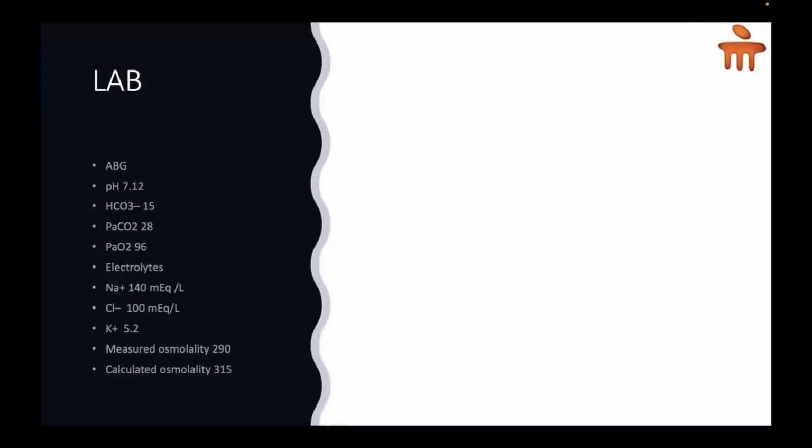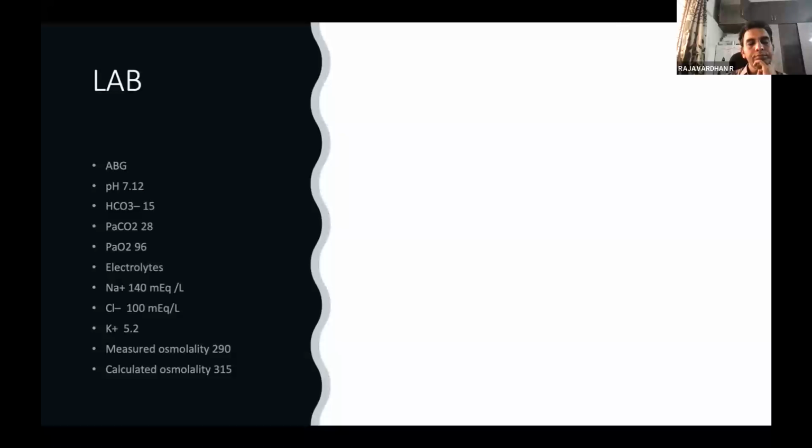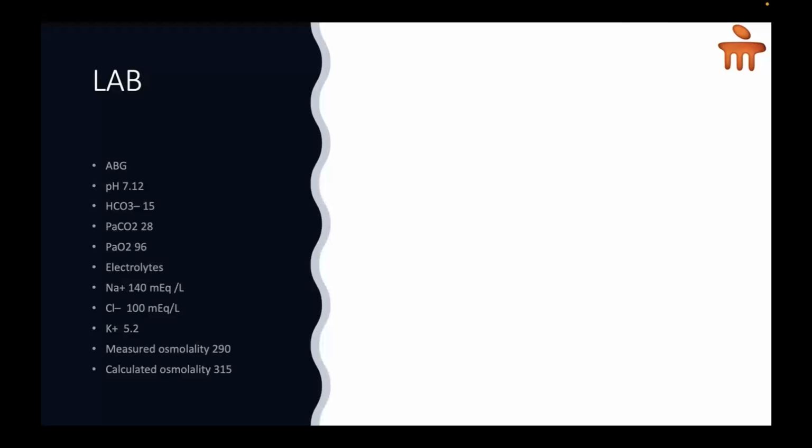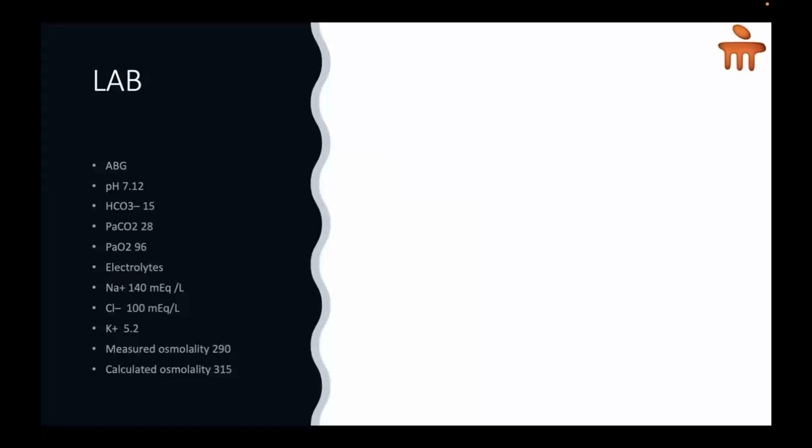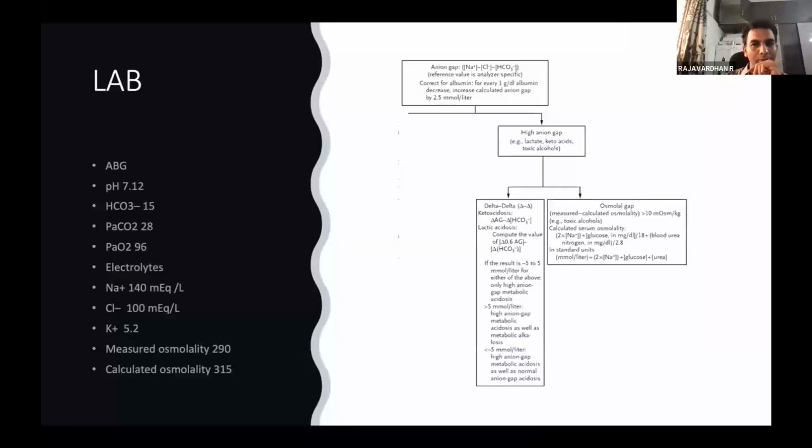And then compensation. So it is compensated metabolic acidosis. What is the formula you use for compensation for metabolic acidosis? It's Winter's formula, 1.5 into bicarb plus 8 plus or minus 2. Yes, correct. So based upon Winter's formula, one minute, I'll calculate expected PaCO2.